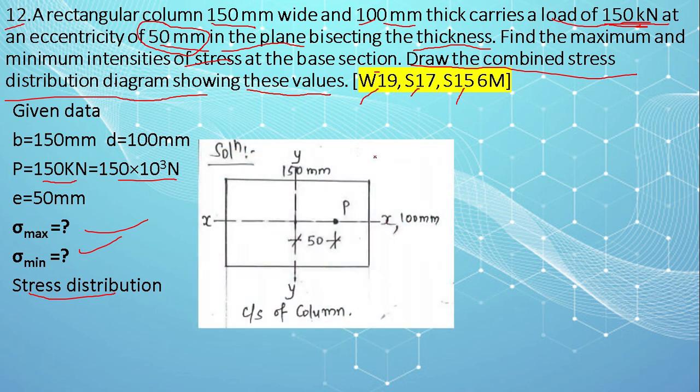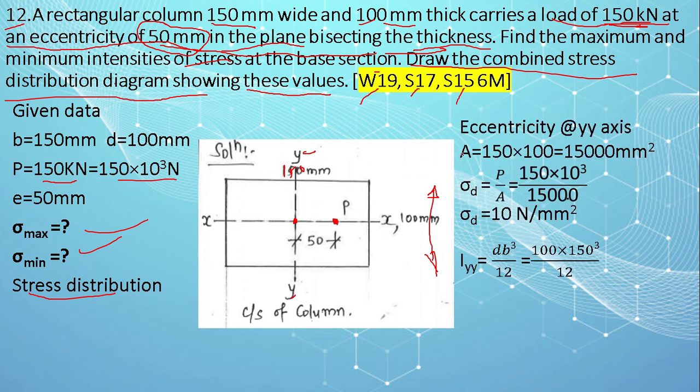Here I have drawn the figure. This is the width 150 mm and this depth is 100 mm, and the eccentricity of 50 mm in a plane bisecting the thickness. This is our thickness and this x-axis plane bisects this thickness. So our eccentricity is on the x-axis, 50 mm from this axis. So this is our force P.